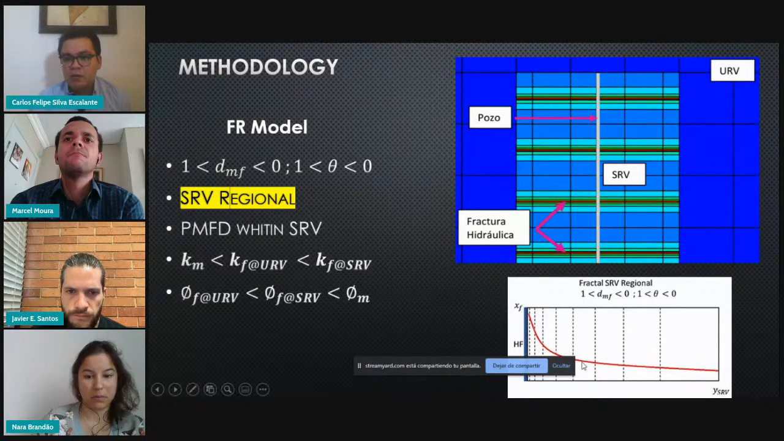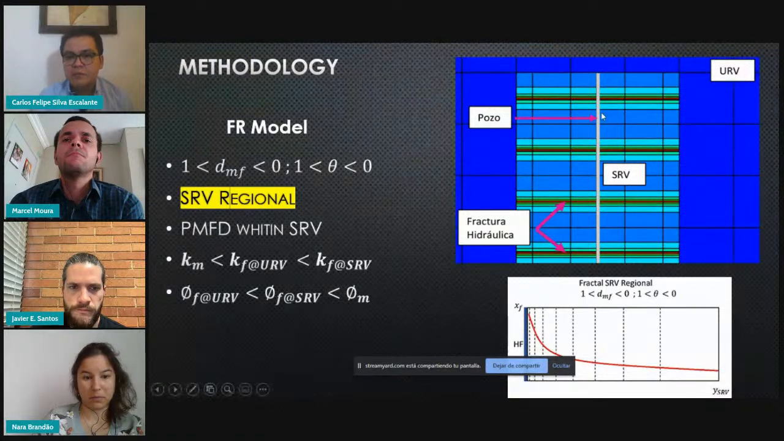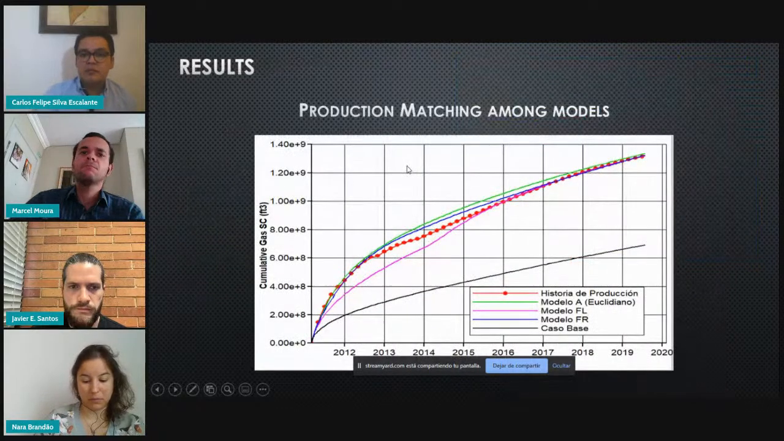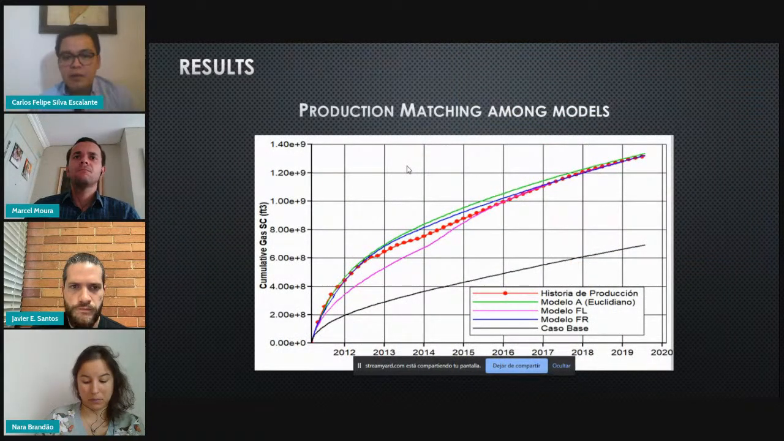Cleanly, power law governed behavior. The point is the same as the FL model. This is the well, hydraulic fractures, and the SRV. Then results, production matching among models.